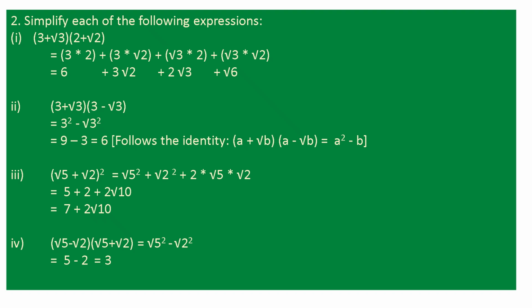The next sum is (3 plus root 3) into (3 minus root 3). This follows the identity where (a plus root b) into (a minus root b) is a squared minus b. Following this, you get the value 6.